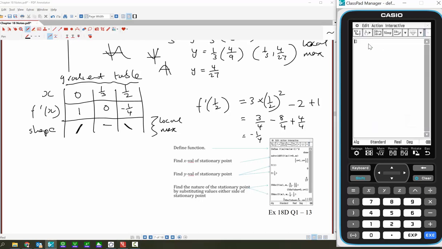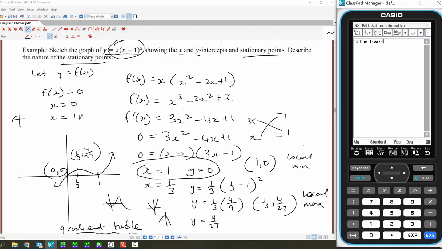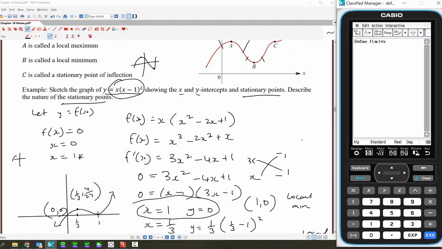So I'll just run you through that process one more time. We define our function, shift 7 for define, f of x equals x multiplied by (x take 1) all squared. So this would be for an exam 2, all right? And you should do some of the questions with the calculator just to make sure you can do these moves.